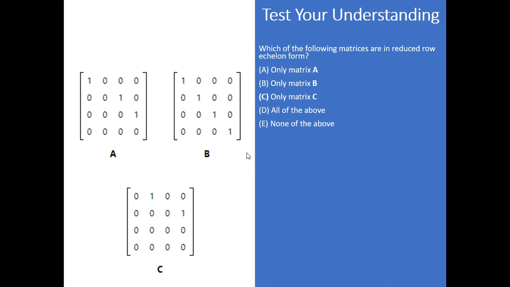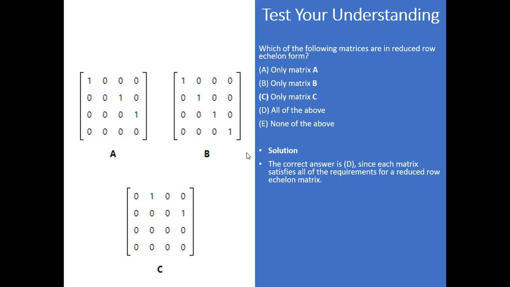Let's test our understanding with reduced row echelon form. For this question, which of the following matrices are in reduced row echelon form? Matrix A, B, C, all of the above, or none of the above. Again, I'm going to wait about 5 seconds to give you some time to answer. If you need to pause the video for more time, you can do so now.